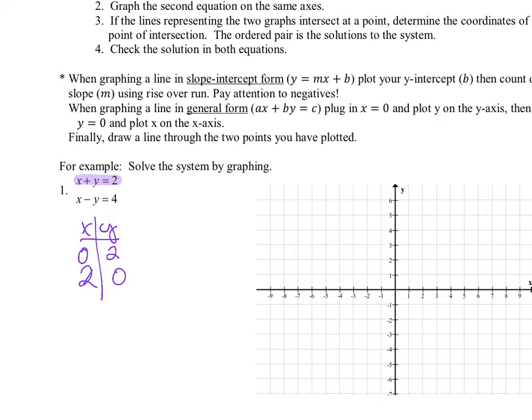Now I'm going to choose one more point in order to be sure I'm graphing this correctly. So something between 0 and 2. So I'm going to choose an x of 1. I get 1 plus y equals 2. If I subtract the 1 from both sides, I get y equals 1. Okay, so now I'm going to come over here and plot these points. I have 0, 2, and I have 2, 0. And I also have 1, 1. Sure enough, those make a line.